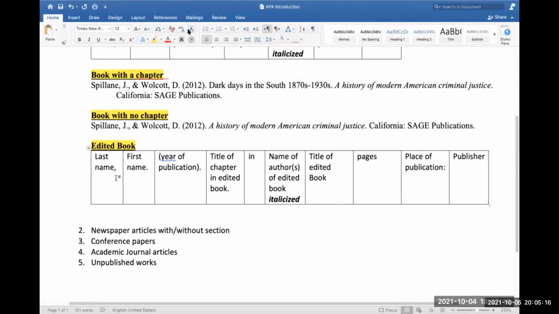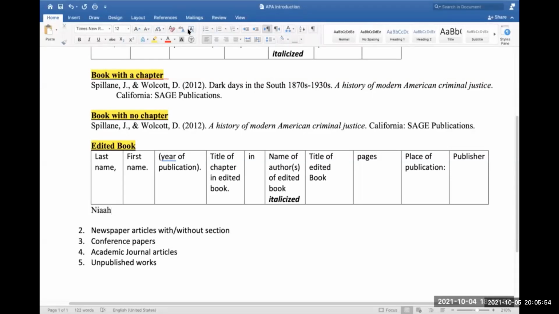Sir, can you repeat? I am saying that in the case of the edited book, where you say last name and first name, this is of the author of the chapter in the edited book. Do you understand that? Under the chapter, okay. So talk to me in terms of the name, last name. The chapter that I have is by Zachary Naya. Naya, sorry.